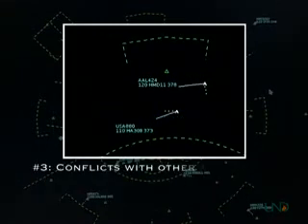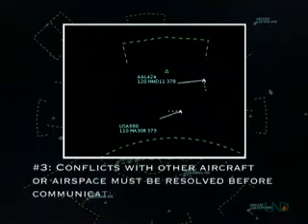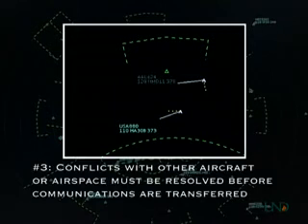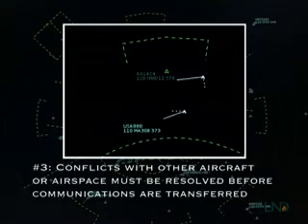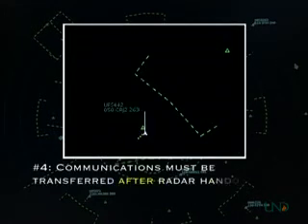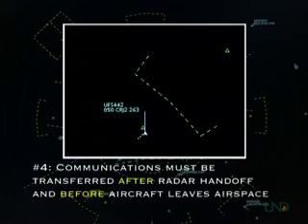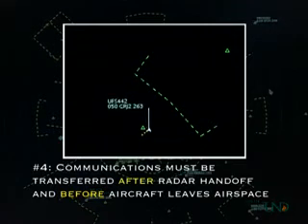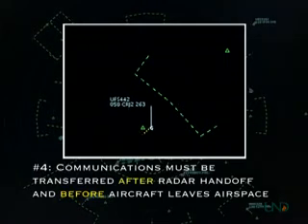Third, before communications are transferred, any conflicts with other aircraft or airspace boundaries must be resolved and any necessary coordination with other controllers must be completed. Fourth, communications must be transferred after the completion of the radar handoff and prior to the aircraft entering the receiving controller's airspace. The radar handoff is complete when the receiving controller verbally states radar contact, or, if using automation, the target is accepted by the next sector.